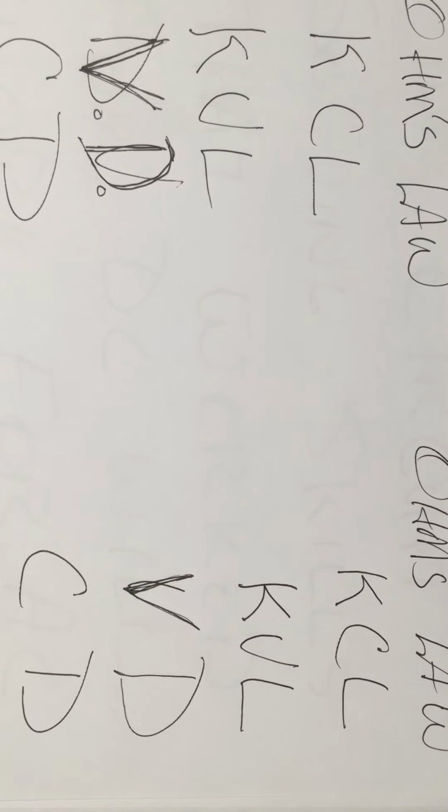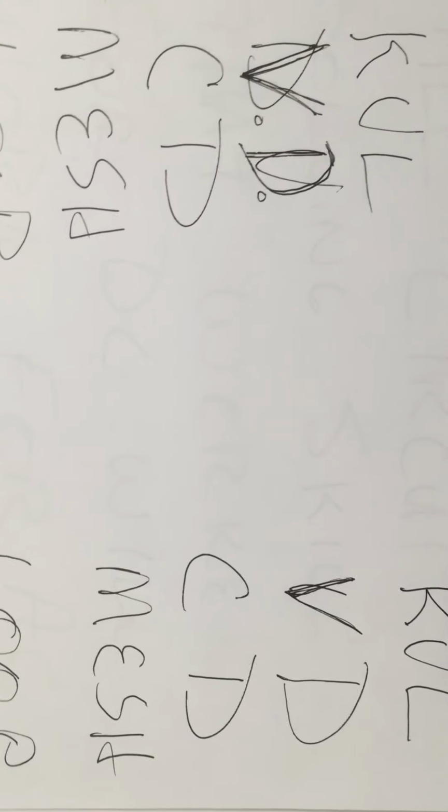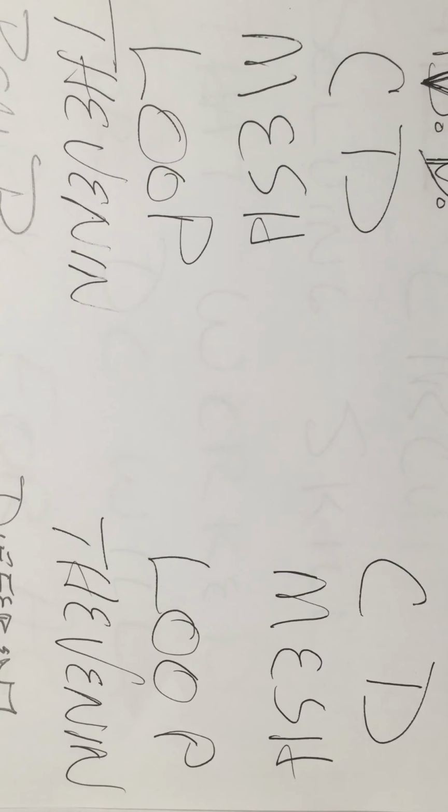KVL, voltage divider. Sorry, I messed up and I didn't want to do it over. I'm lazy, too bad. Current divider, you have mesh, you have loop, you have Thevenin. It's all the same. Superposition, source transformation, which we really didn't go over too much. We kind of touched on it, but not a lot.